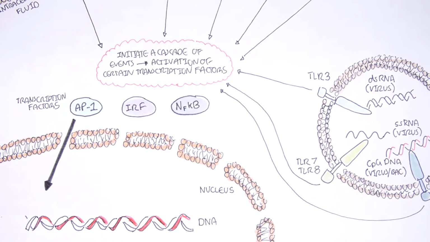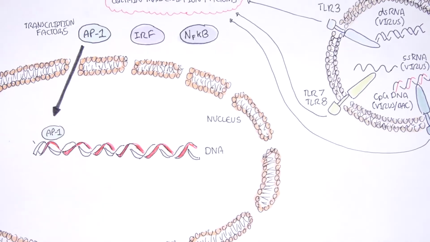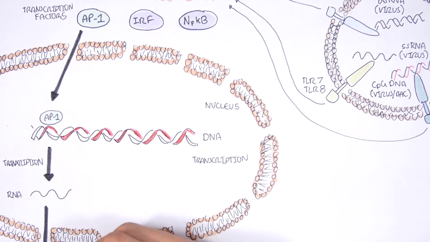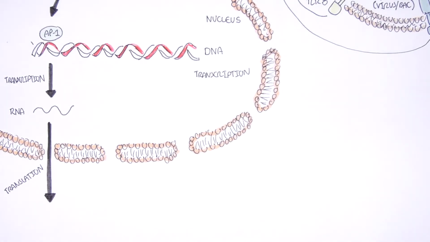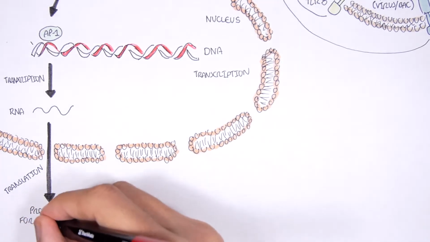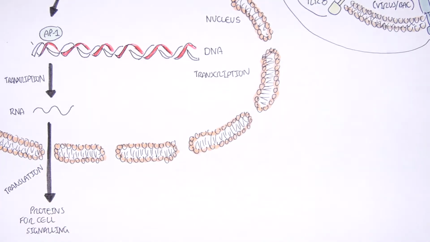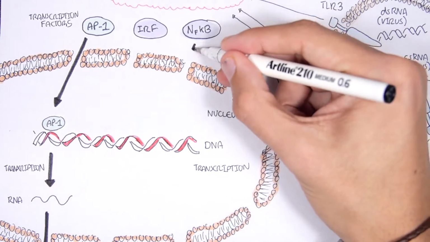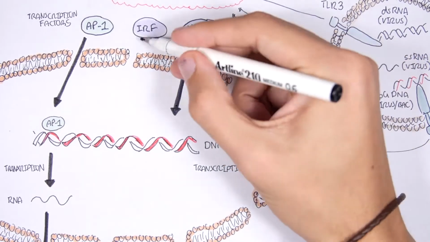AP1 stands for activated protein 1, and this will essentially enter the nucleus and activate certain genes within the DNA to transcribe a specific RNA. Now, this specific RNA will be translated by ribosomes out in the endoplasmic reticulum. This RNA will be translated to form proteins for cell signaling. AP1 will essentially lead to differentiation, proliferation, and even apoptosis. Then you have IRF and NFKB that can also enter the nucleus.